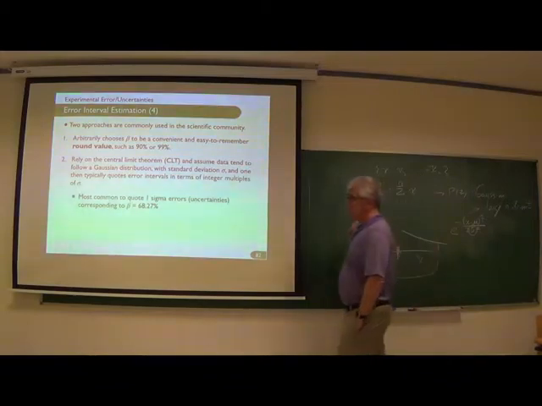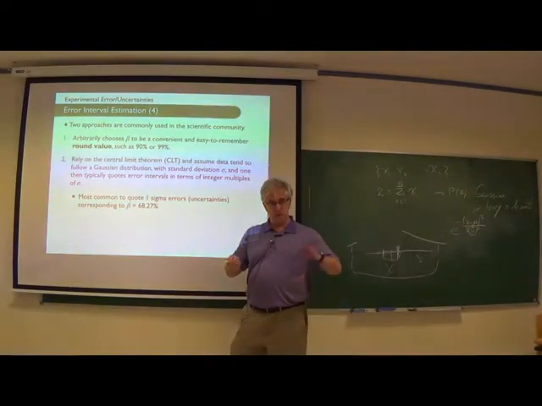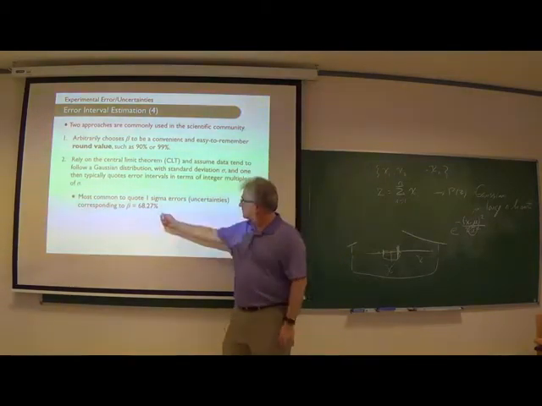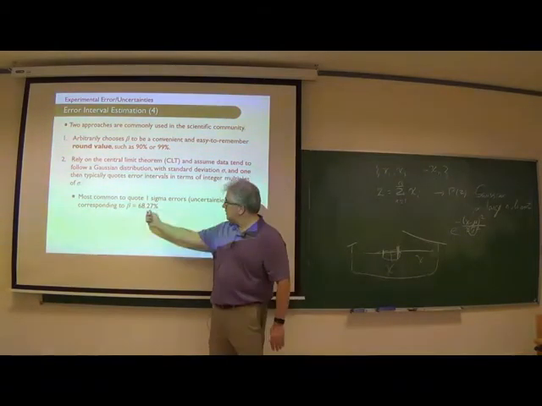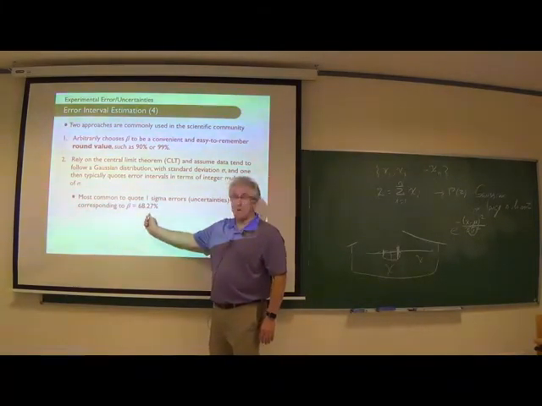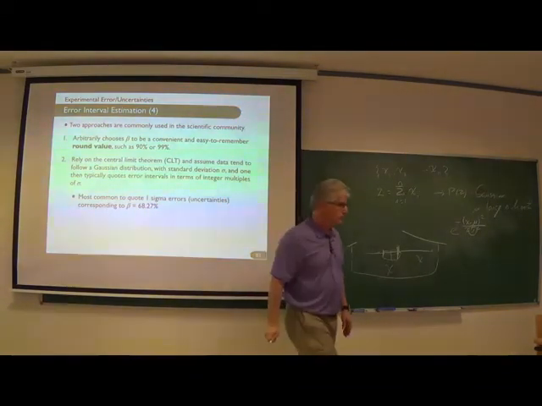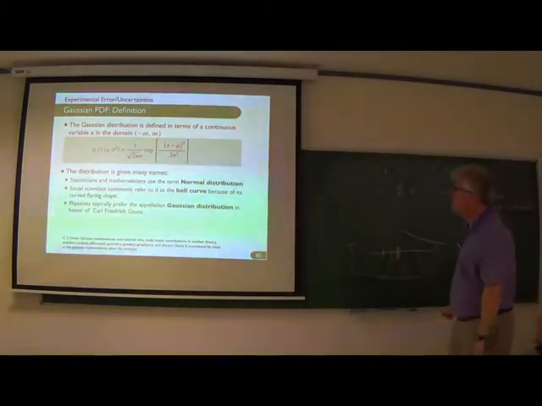Using 1 sigma means that if I take the integral from minus sigma to plus sigma, when the mean is 0, that will give me a probability content. The integral will be 68.3%. So that's what I have here.